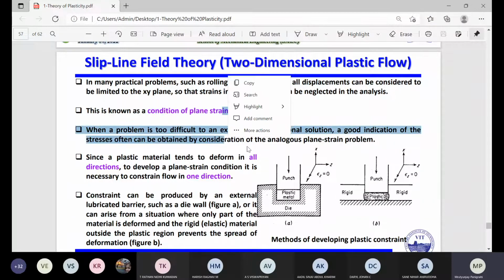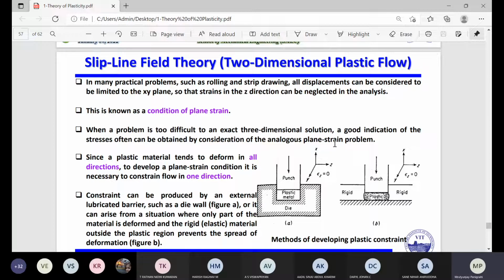When a problem is too difficult for an exact three-dimensional solution, a good indication of the stresses often can be obtained by consideration of the analogous plane strain problem. Sometimes when we are facing some problem, we have to try to resolve it. Every time I'm focusing on this: when we are engineers, we have to find out the problem.